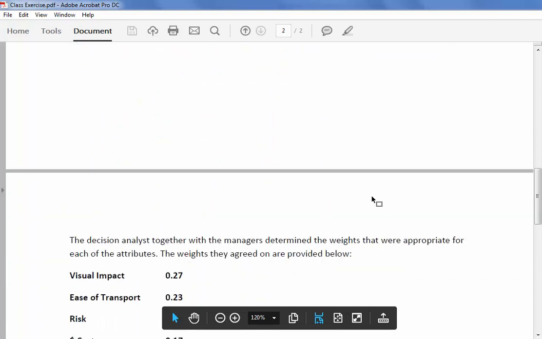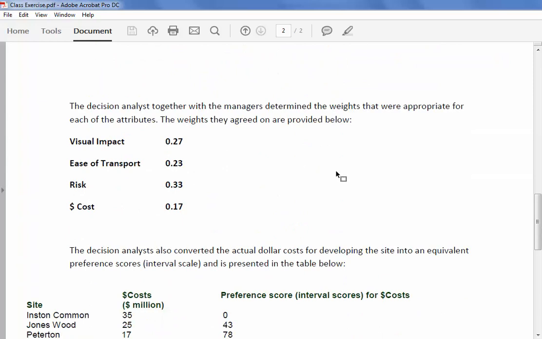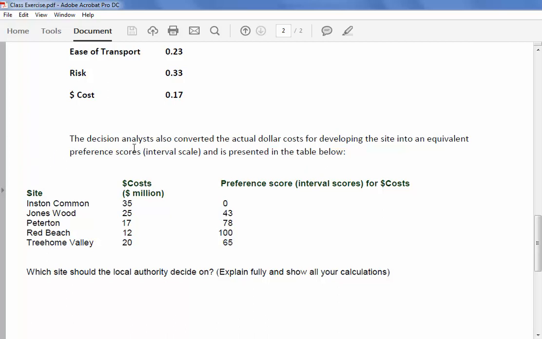Now let's move on. The decision analyst, together with the managers, determined the weights that were appropriate for each of the attributes. The weights they agreed on are provided below. So we have visual impact 0.27, ease of transport 0.23, risk 0.33 and cost 0.17. So these are kind of a weighting in terms of their importance. Next, the decision analyst also converted the actual dollar cost for developing the site into an equivalent preference score on an interval scale, and these are presented below. So have a look at these.